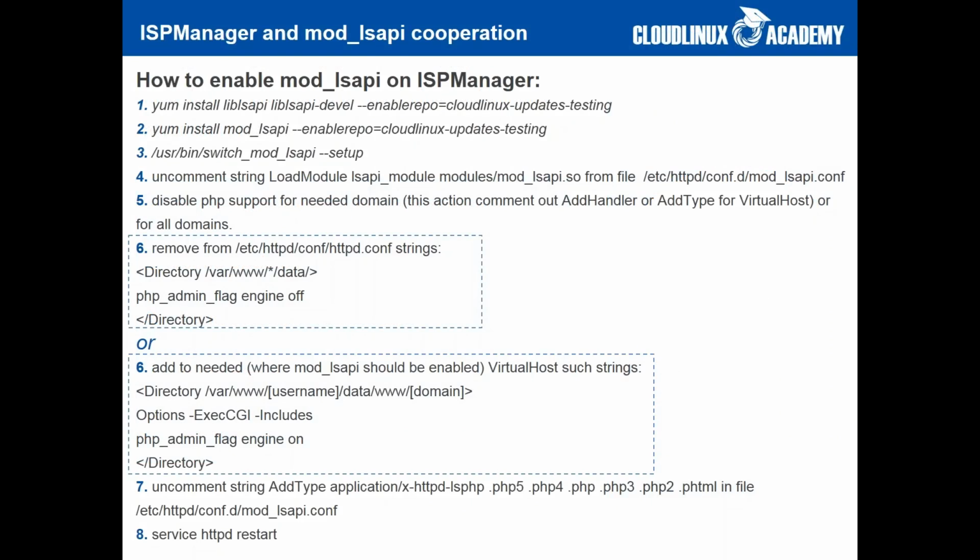It is quite similar to a non-panel RPM-based install. The main goal is to disable the initial PHP support provided by ISP Manager. First steps are the same: install packages and prepare the environment. Next, we modify the Mod LSAPI conf file to load the LSAPI module. Then disable support for the needed domain or for all virtual hosts. Then add the type LSPHP string in the Mod LSAPI conf file, and restart Apache.